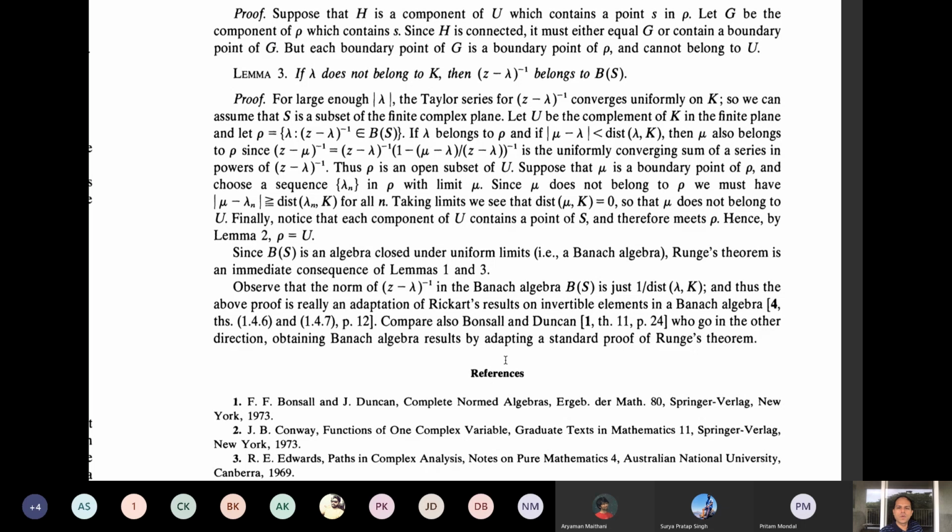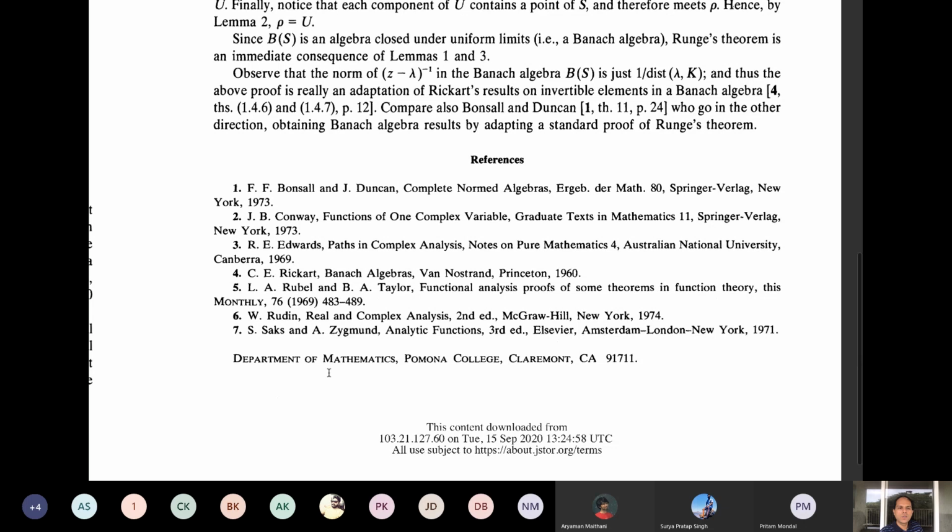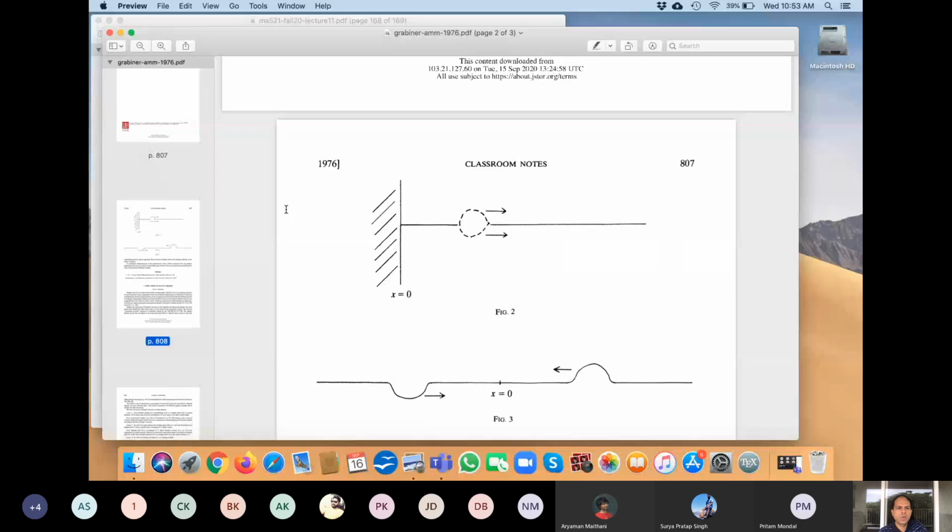So it's closed under uniform limits. Runge's theorem is an immediate consequence. So let's do this. Okay. So Conway 73. Our edition of Conway must be after this, because this is the proof that is given. So how do I put this?